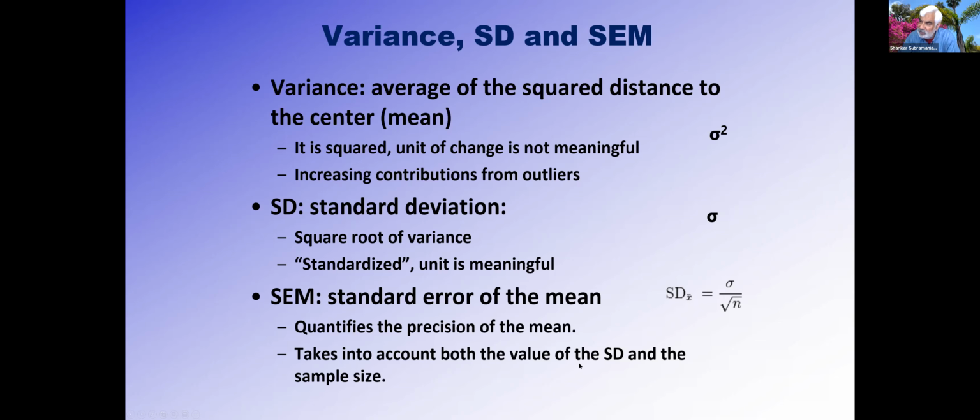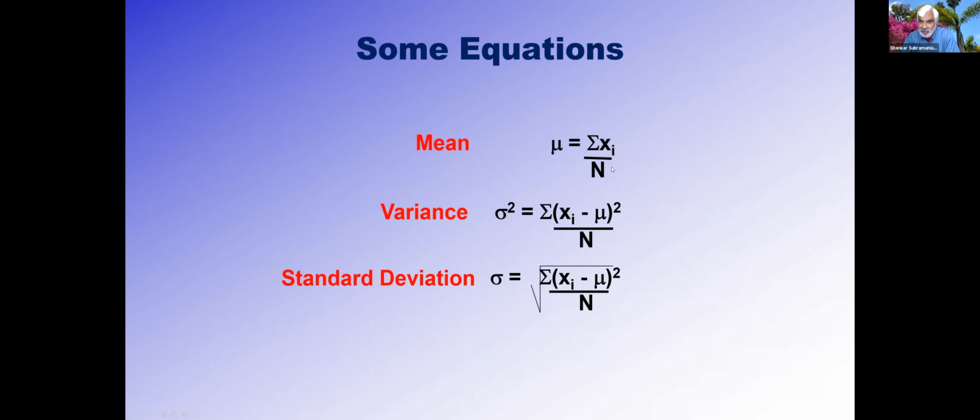It takes into account both the standard deviation and the sample size. Very important. Sometimes the sample size may be very large, other times small. How do you account for that? You divide by the square root of n, which is the sample size. Let's look at the mean. Mean is nothing but taking all the values for a given metabolite, taking the sum of all those values, and dividing by the number. That's your mean. Variance is nothing but taking the given value of the ith measurement, subtracting from that the average, squaring it, and dividing by n. That's your variance. Standard deviation is the square root of this number.